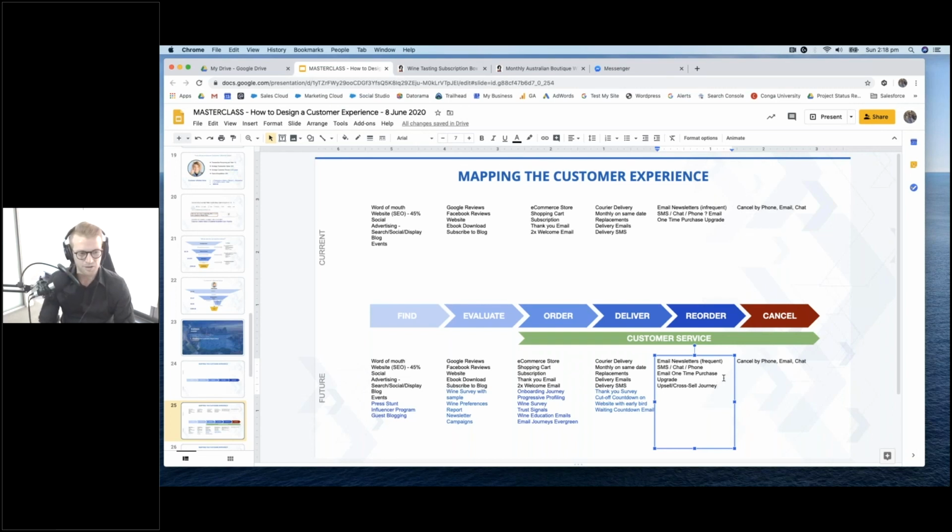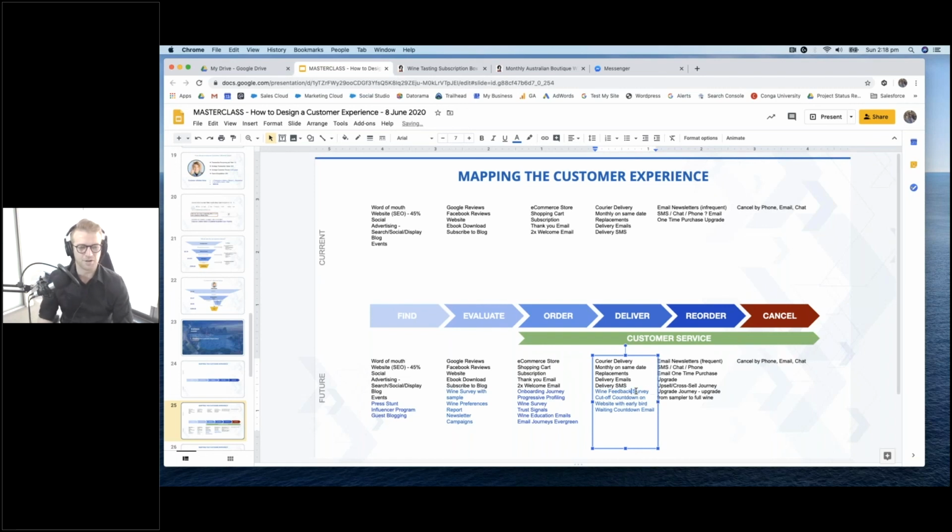I would do an upgrade journey to upgrade from sampler to full one. And this would be so easy because if you did the thank you survey, I mean, it should be like a wine feedback survey.